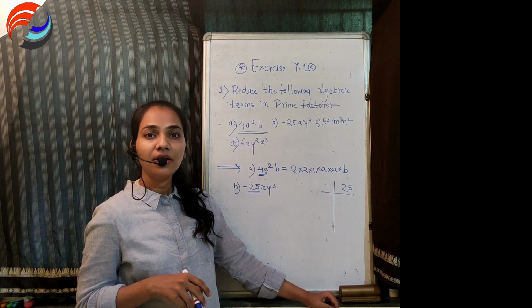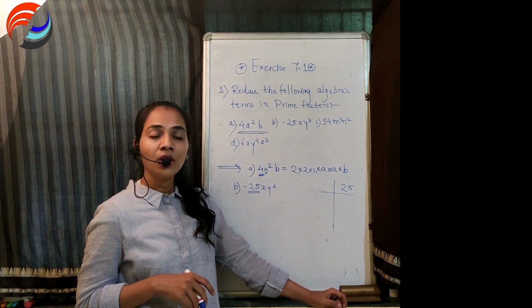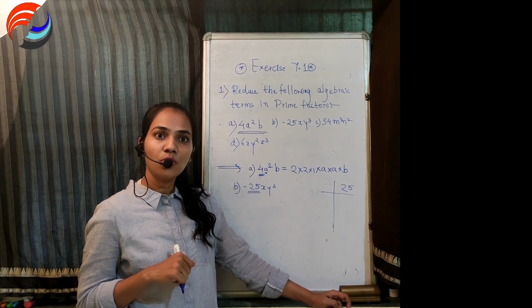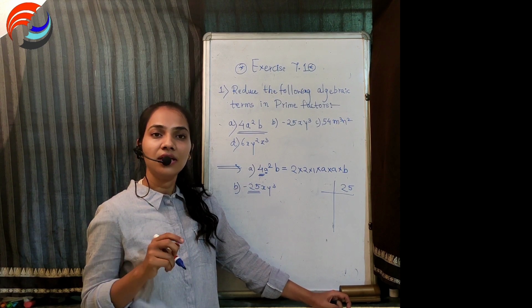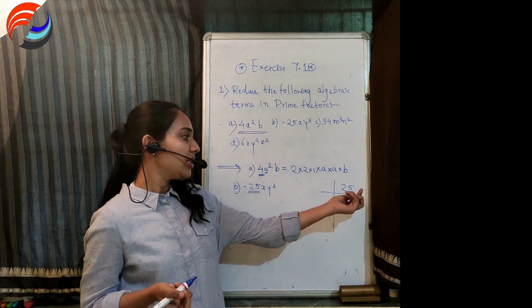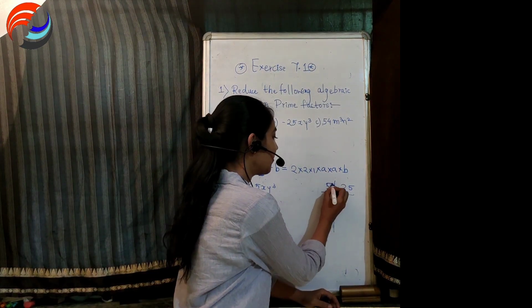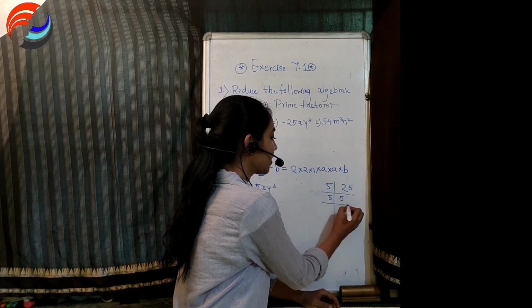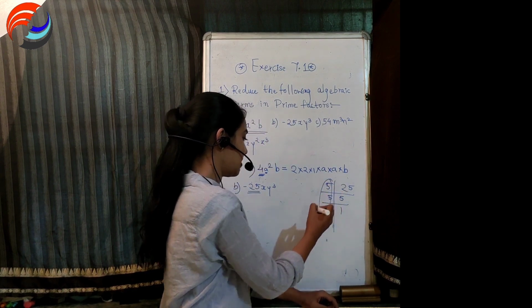और यहाँ पर क्या मिल रहा है हम लोगों को? यूनिट प्लेस पे 5 है, and we know the divisibility of 5 is what? Unit place must contain either 0 or 5. Here it is 5, so we can divide directly by 5. 5 5s are 25, 5 1s are 5, put 1 here as it is.